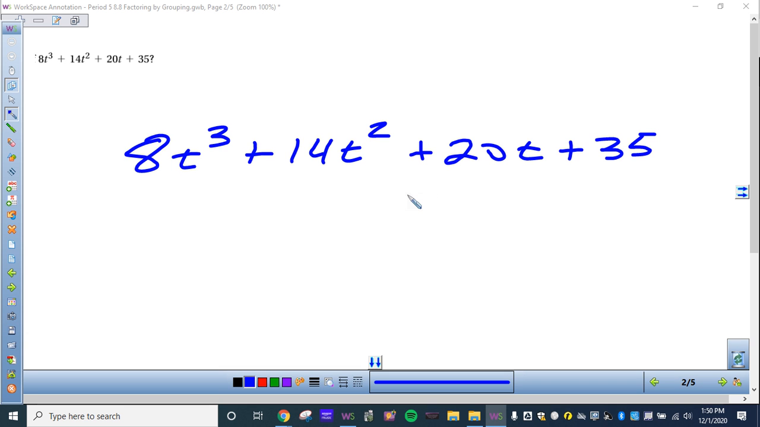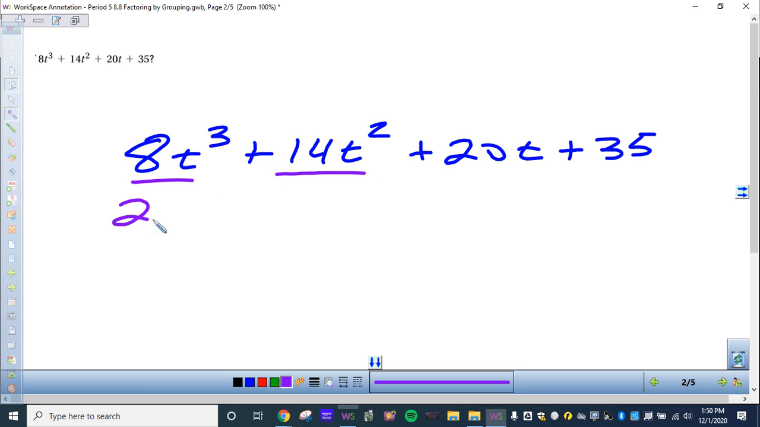Okay, so what can I divide out of 8 and 14? 2. So we're going to divide out a 2, and then we can take t squared out of t squared and t cubed. So we're going to divide out 2t squared out of the first 2 terms. And then what can I divide out of the next 2 terms? 5, good. Alright, so we can divide out a positive 5 out of the next 2. Again, some of you will find it helpful to write that plus 5 instead of just 5.